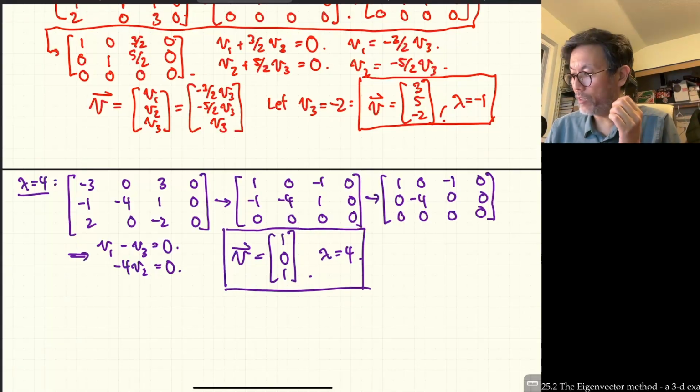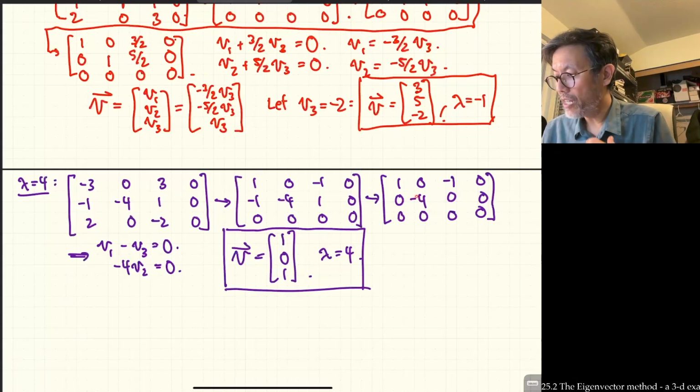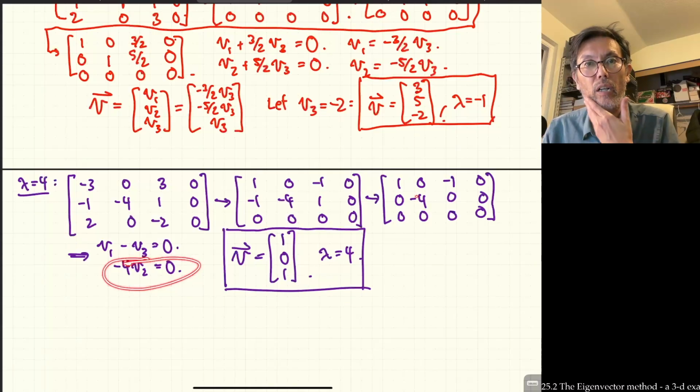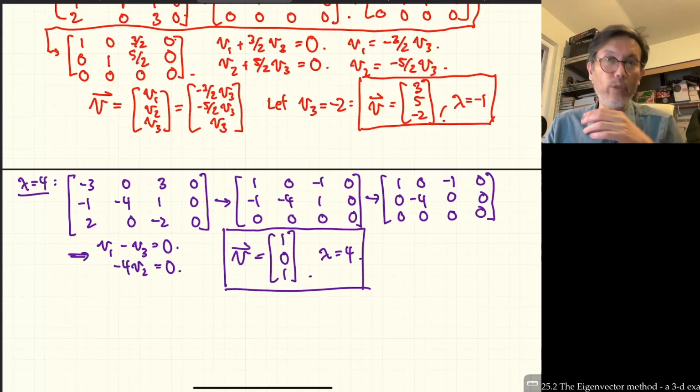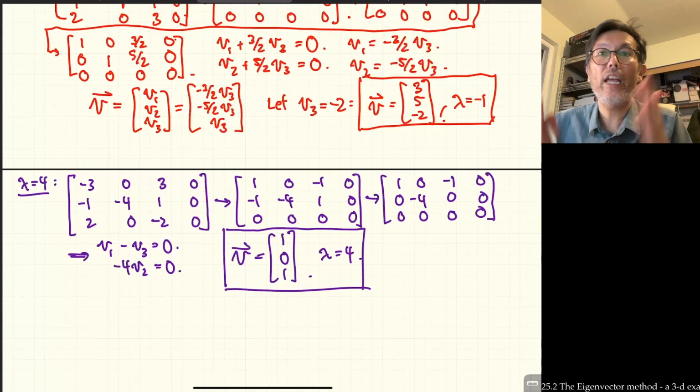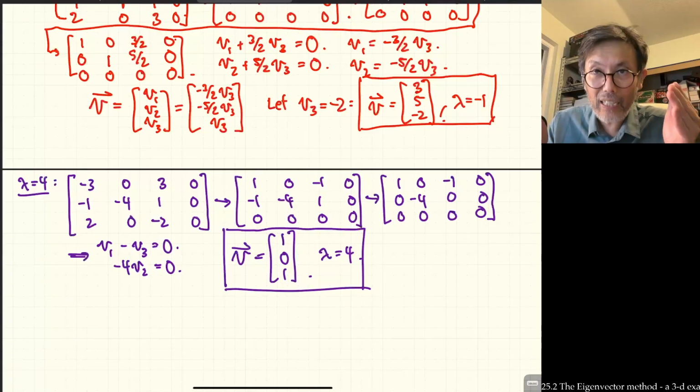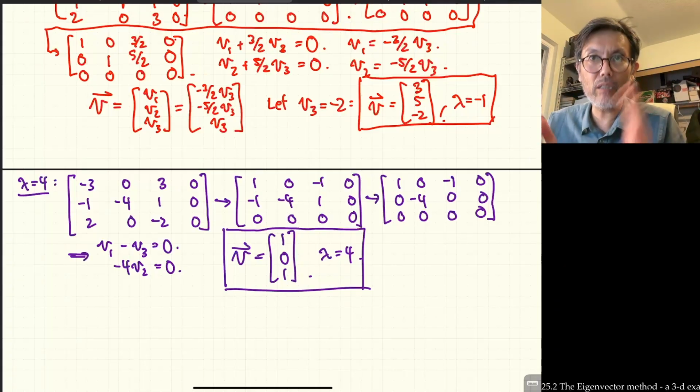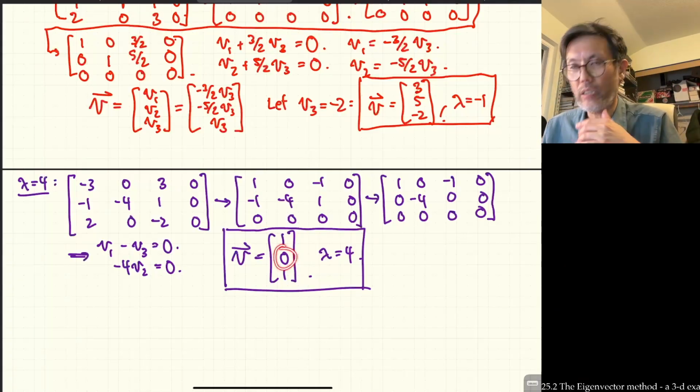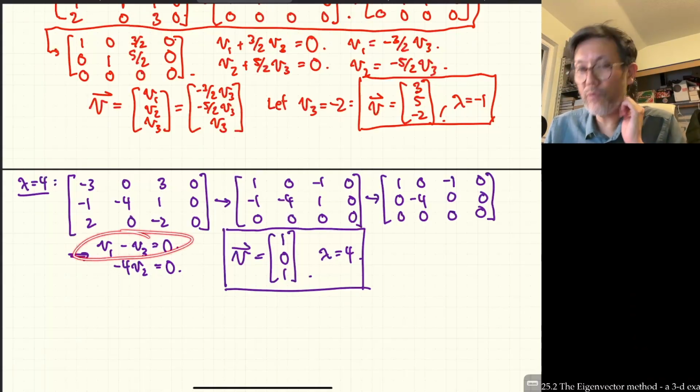What I care about is how this is informing me about the eigenvector. What it's telling me is that negative 4 V2 is 0, and that forces V2, of course, to be 0. It must be 0. That's why I got a 0 here. The other constraint is that V1 minus V3 must be 0.